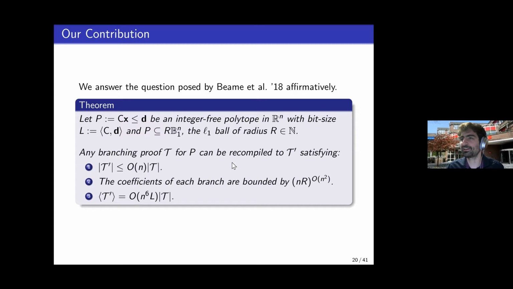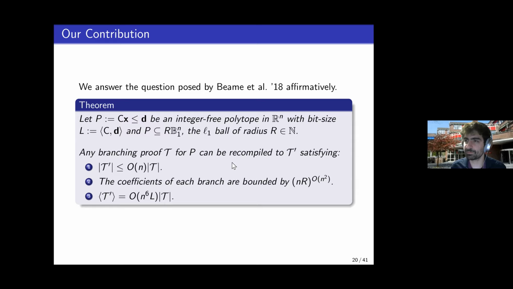So the main contribution, or let's say the main reason we wrote the paper, was to answer the Beame et al. question, and we showed that indeed you can get polynomial size branching proofs. More specifically, what we show is that if you give me any branching proof, then one can always recompile it so that all the normals that are used in the branching tree are reasonable. Reasonable is this coefficient bound on the second bullet. It means that if your polytope lies inside some ball of radius r, we use an L1 ball, but whatever, you get coefficients of size n r to the n squared. Okay, so big, but polynomial.